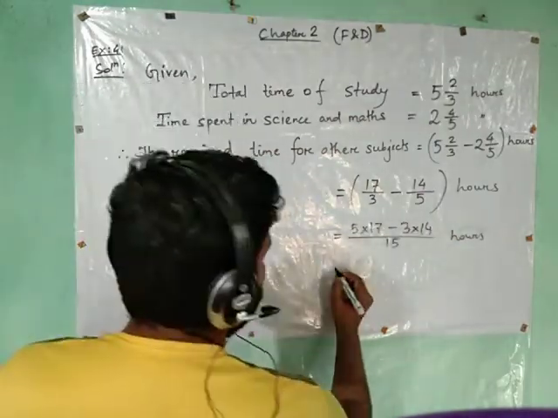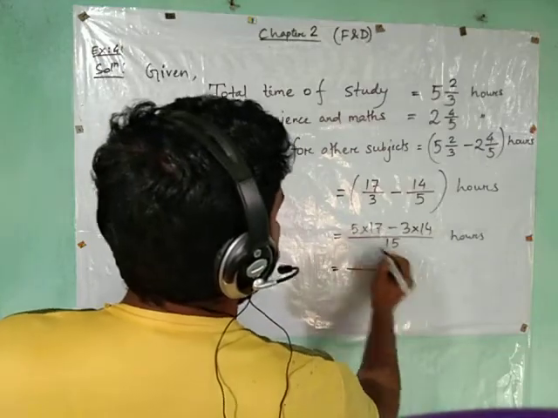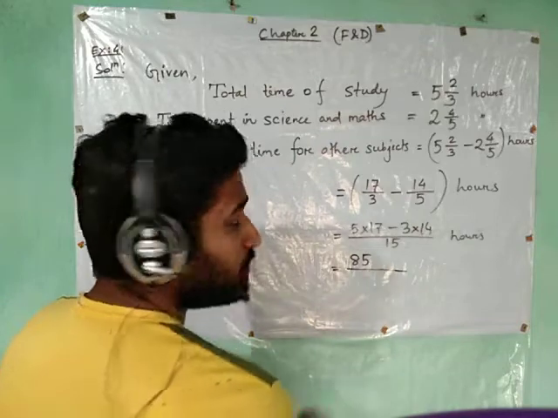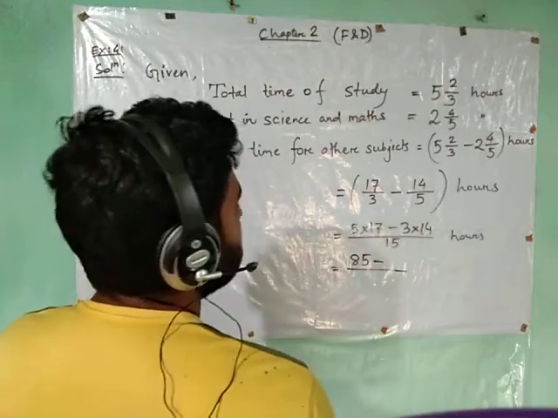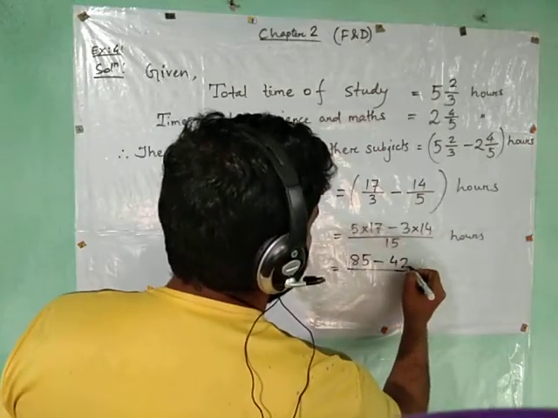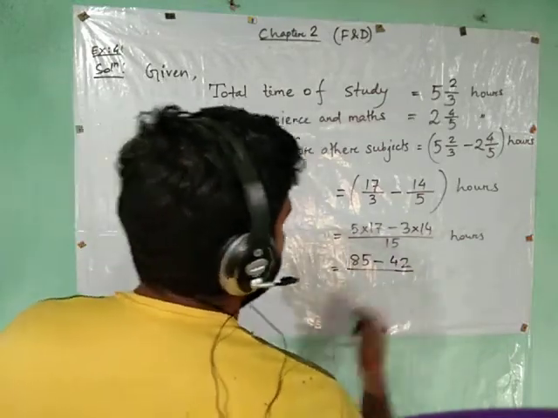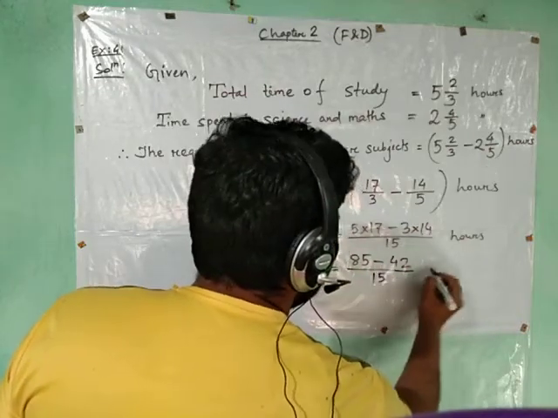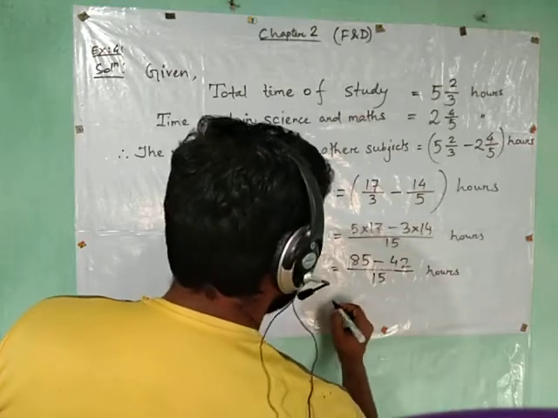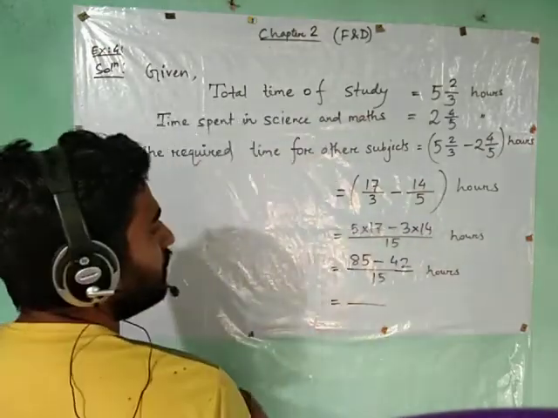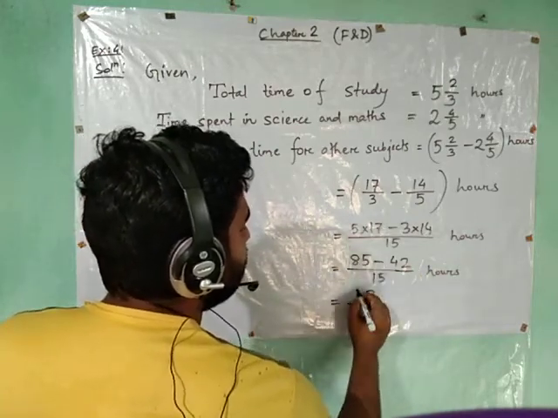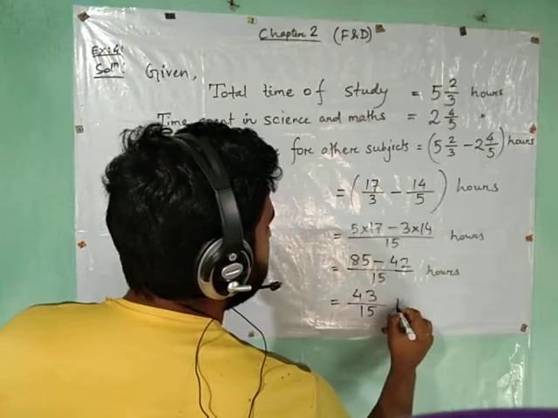Okay, next, how much will you get here? 5 17s are 85. Yes, minus is there, minus 3 14s are how much? 42. Now divided by 15. Okay, how much will you get from here? 3. 5 minus 2 is 3. 8 minus 4 is 4, divided by 15.